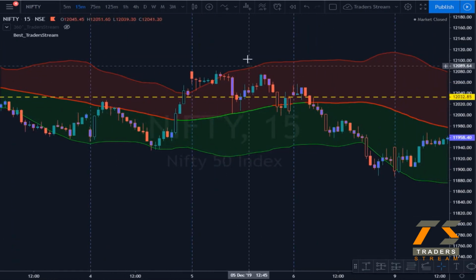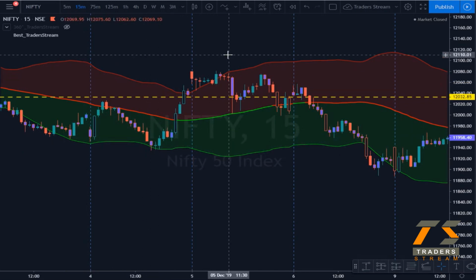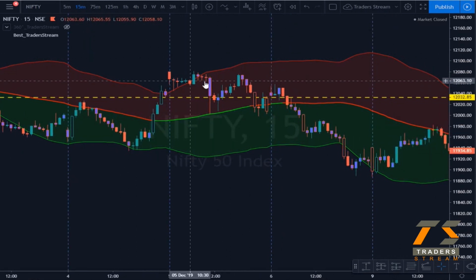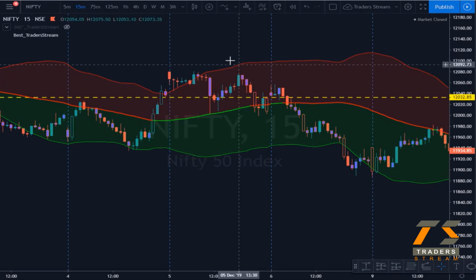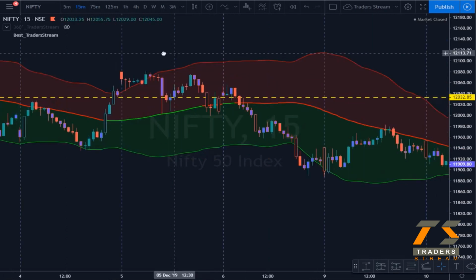What we will look at is, if we find a base and an explosive move near the upper Bollinger Band or the lower Bollinger Band, we will draw a price range. We will enter if the market comes back to the same price.